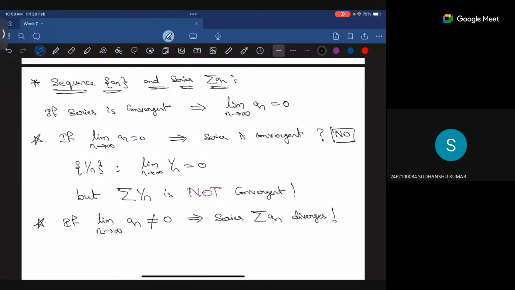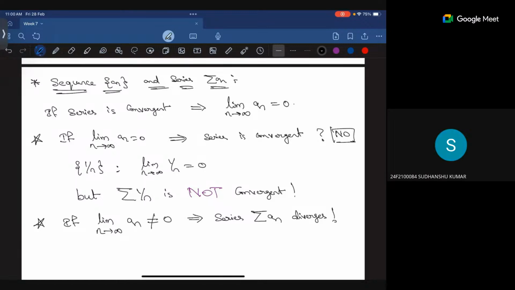We'll meet on Sunday. Sir, at the last line, why did you write that a_n will not be equal to 0? If the sequence is not tending to 0, if it is going towards 1 or 2, if the limit of the sequence is not equal to 0, meaning any other number which is not 0, if that happens, then your series is divergent.